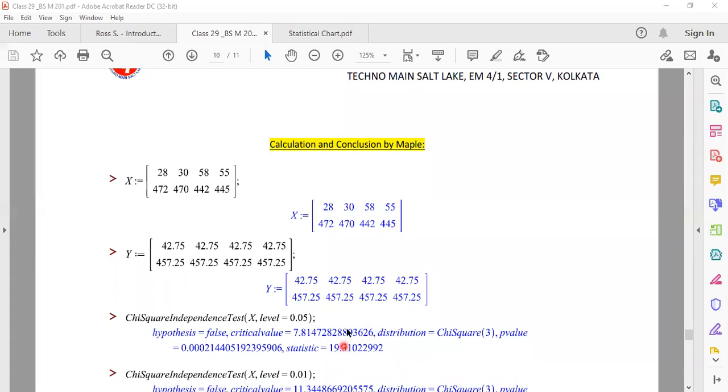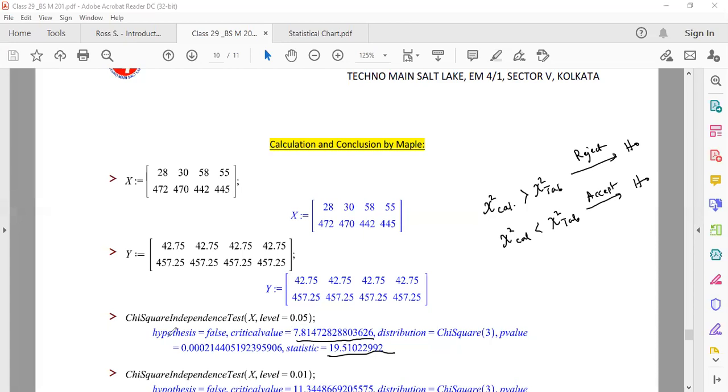And we know the basic rule of rejecting or accepting the null hypothesis related to chi-square: if chi-square calculated is greater than chi-square tabulated, we reject our null hypothesis, or if chi-square calculated is less than chi-square tabulated, we fail to reject our null hypothesis. So here you see this is larger than this, and so you are rejecting the null hypothesis, and therefore it is written here that null hypothesis is false. Okay, so this is the meaning of the output that we have got after using this command.